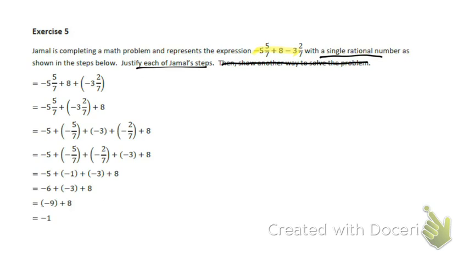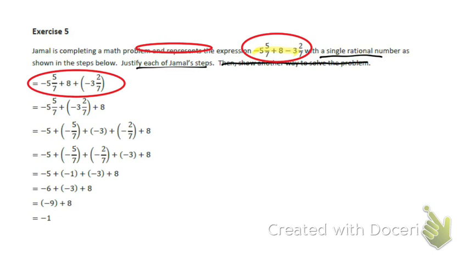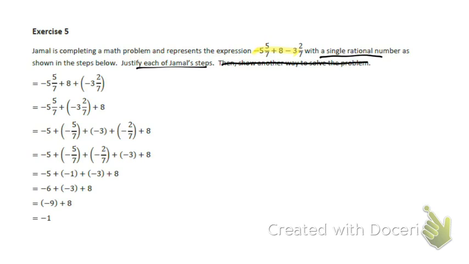So first, looking at, this is the original problem. What's different from that and his first step here? I want you guys to think about that. What's different from this part and this part? So you see the original problem, it's subtracting negative 3 2/7, right? But what did he change it to? Adding negative 3 2/7. So he changed the subtracting 3 2/7 to adding negative 3 2/7.